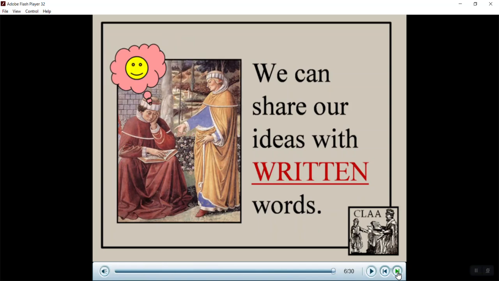We can also share our ideas with written words. In the picture, St. Augustine is not listening to Alypius. He's reading the written words in the book. The man who wrote the book shares his ideas with written words. When St. Augustine reads the written words, the ideas of the author of the book come to his mind. The author has shared his ideas with written words.